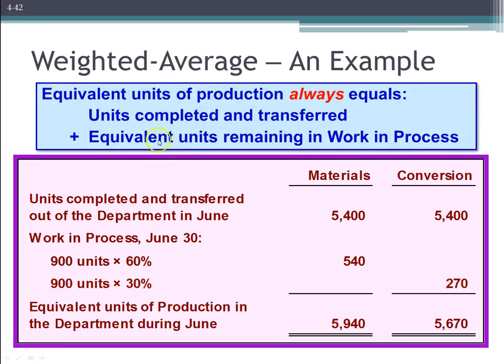And again, I put in this reminder up top here. Equivalent units of production is always equal to the units completed and transferred out plus the equivalent units remaining in work in process as calculated here as an example.